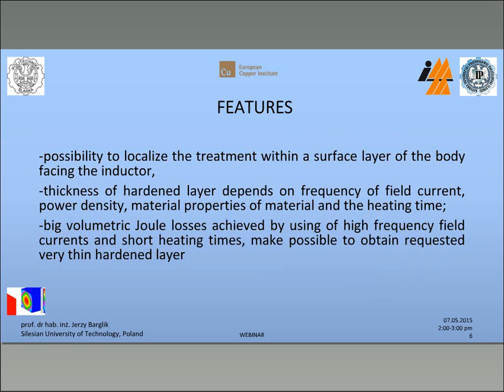A feature of surface induction hardening is, first, the possibility to localize treatment in the surface layer facing the inductor, so it could be a local treatment. And it is very easy to regulate and influence the thickness of the hardened layer. It depends on the field current frequency, on power density, of course on material properties of the treated material, and on heating time. Also very characteristic are big volumetric Joule losses, which could be achieved by using high frequency field currents and short heating times. The result is a very thin hardened layer.